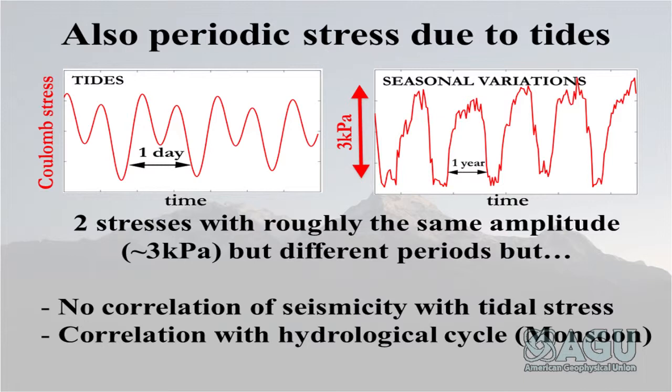So the moon and the sun, we're more familiar with water and ocean tides, but they also deform the crust, and that creates stresses on the fault. And it turns out that in our case, those stresses are about the same amplitude for the tides as for what the monsoon does, but the period is really different. It's only half a day or 1 day, whereas here it's 1 year.